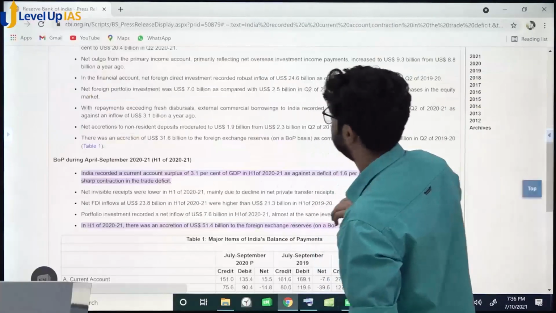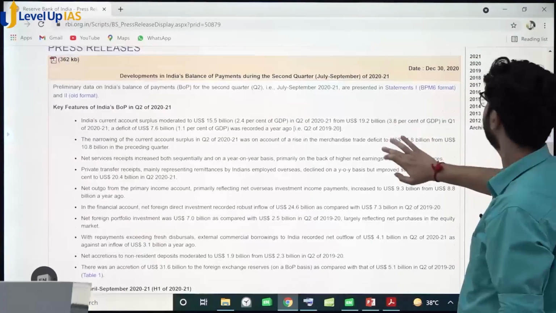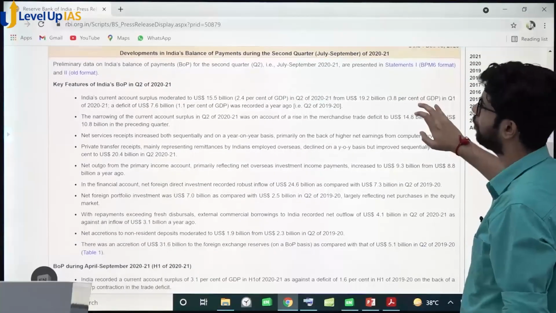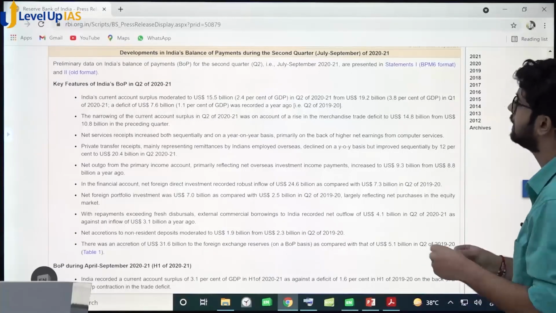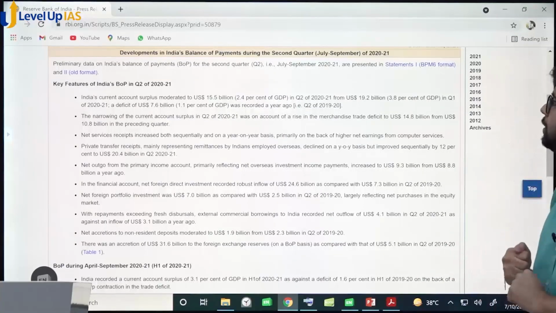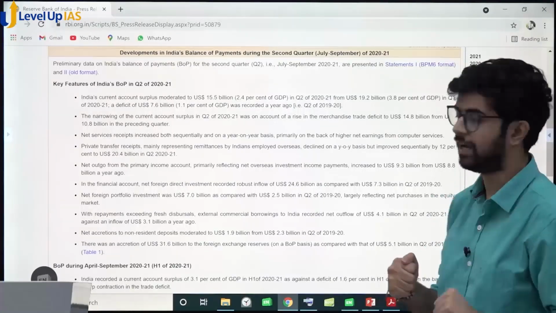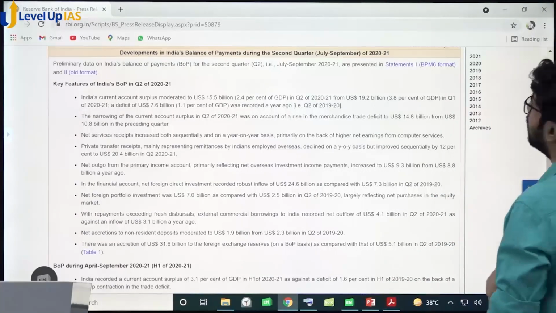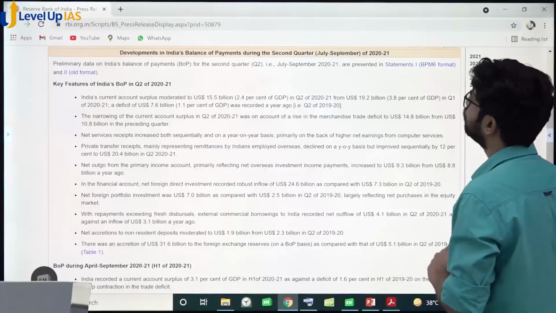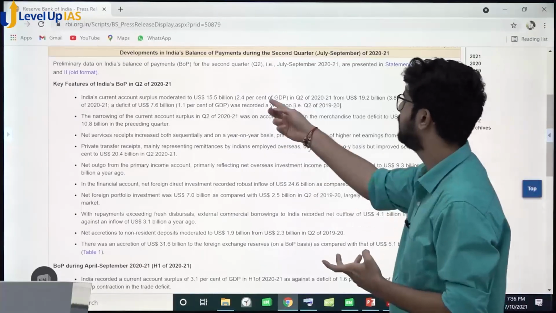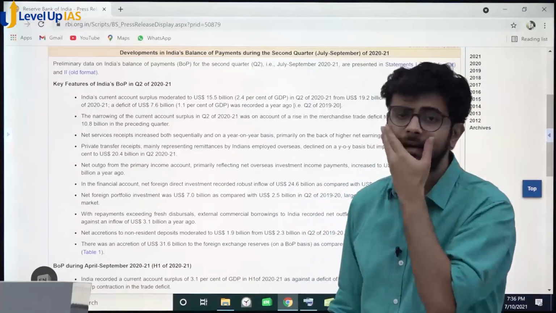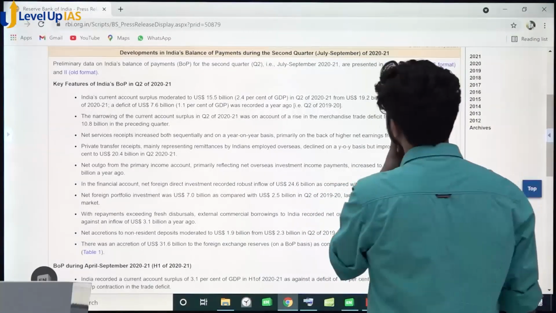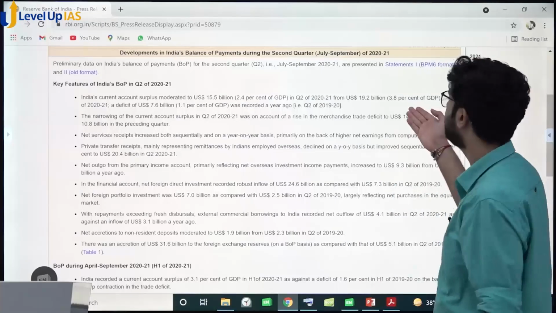Yes, okay. Let us try to read this. 30th December 2020. Okay, very good. Key features of India's balance of payment in Q2 2021. India's current account surplus moderated to 2.4% of GDP. In the current account, we are running a surplus. It moderated, which means it reduced to 2.4% from 3.8%.